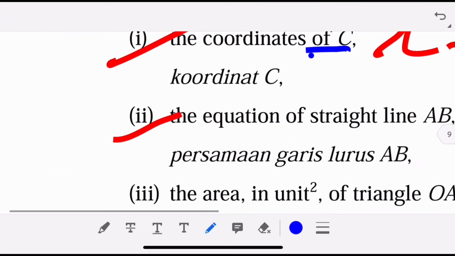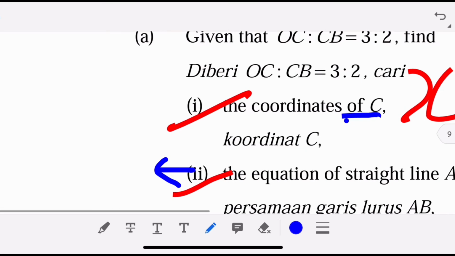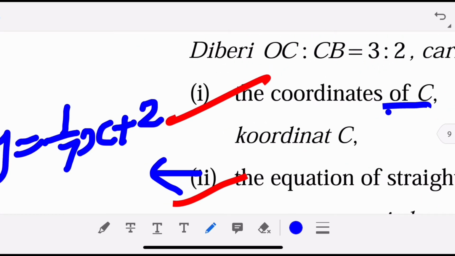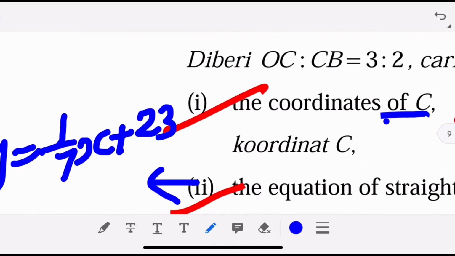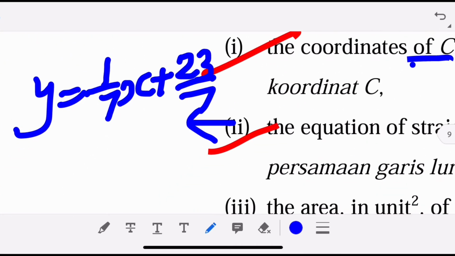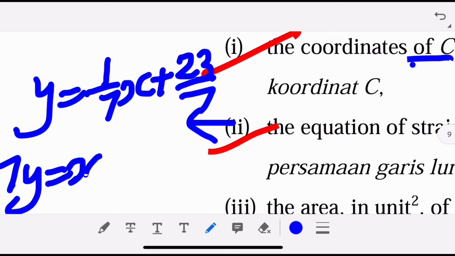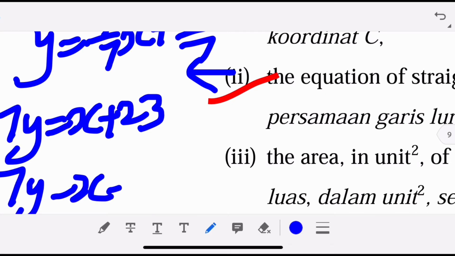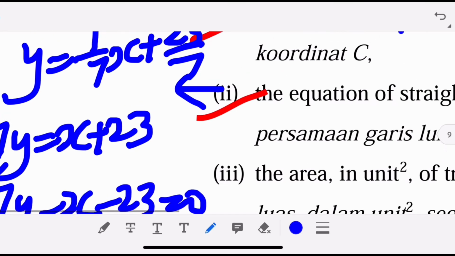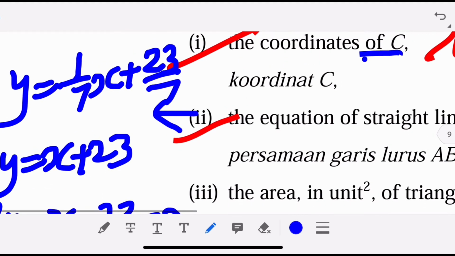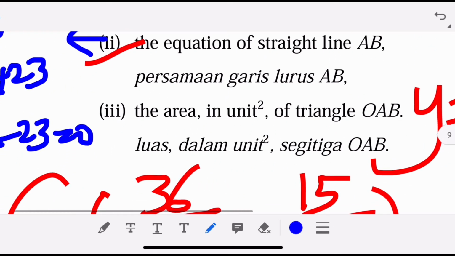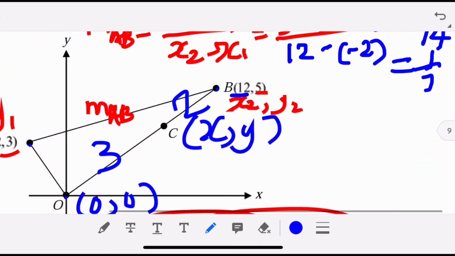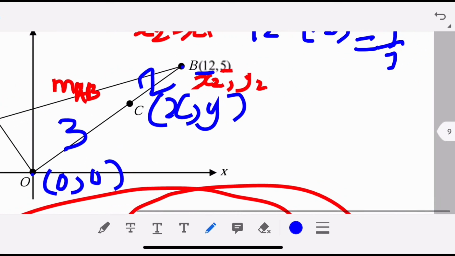So c is 23 over 7. That is my y-intercept. So I need to rewrite again: y equals 1 over 7 x plus 23 over 7. This is my equation in gradient form. Or else I can multiply by 7 to become 7y equals x plus 23, or I can shift everything to the left and say this is the general form of the equation of straight line AB. Okay, we have solved the equation of the straight line.